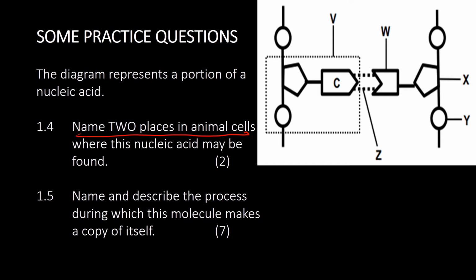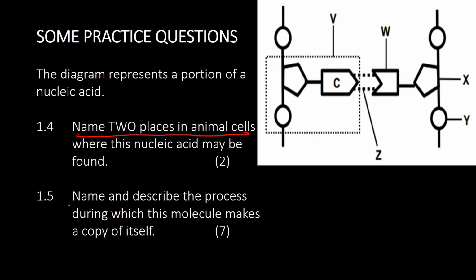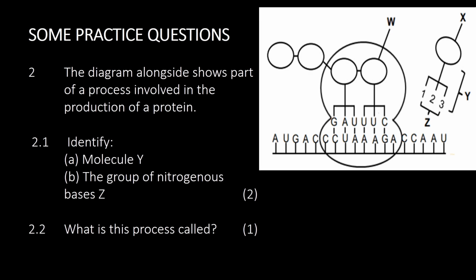Hold on a minute. It's found in the nucleus. Where else is it found? You should have heard of mitochondrial DNA because in the mitochondria there is a small little ring of DNA, so it's also found in the mitochondria. Then next, name the process during which this molecule makes a copy of itself. So the name of the process is replication, and then describing it would be those 5 steps of showing how the enzyme breaks the hydrogen bonds, the free nucleotides come and join their complementary bases, exactly what we were speaking about just before the break. Now, this is an easy question.